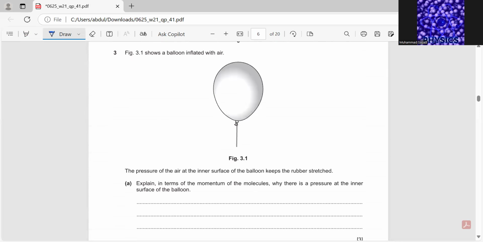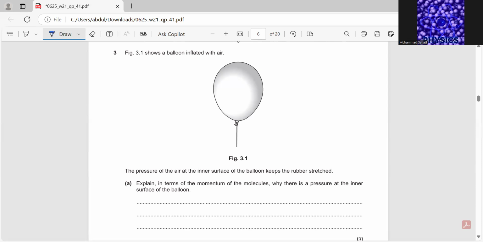Figure 3.1 shows a balloon inflated with air. The pressure of the air at the inner surface of the balloon keeps the rubber stretched. Explain in terms of momentum of the molecules why there is a pressure at the inner surface of the balloon.